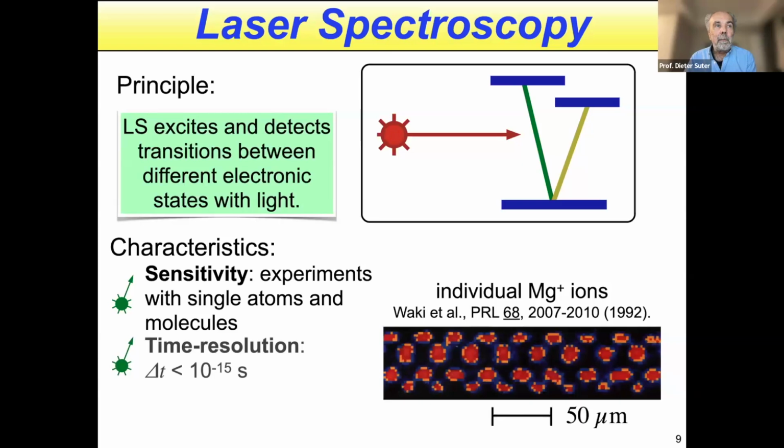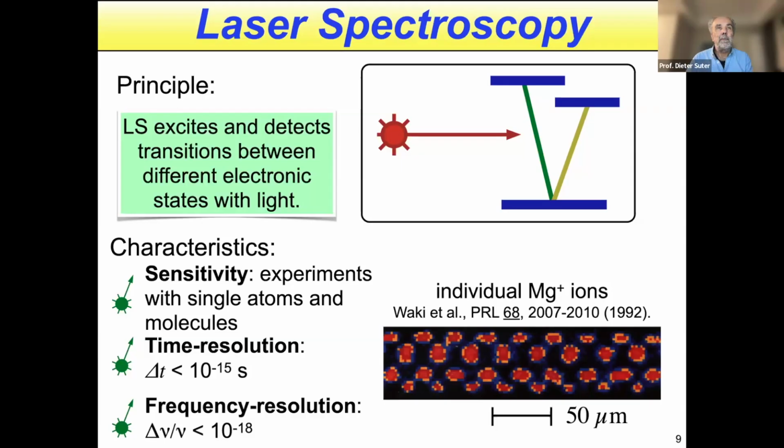But there are some other interesting characteristics like the time resolution that you can get with lasers or the frequency resolution. In the case of optical clocks, you can reach a relative frequency resolution of 10 to the minus 18.